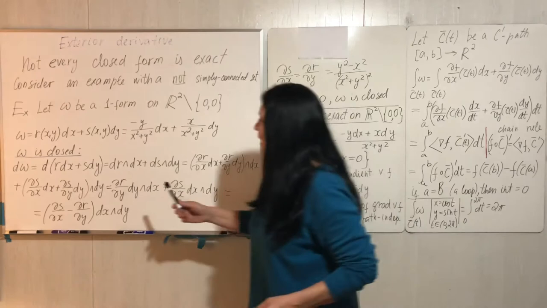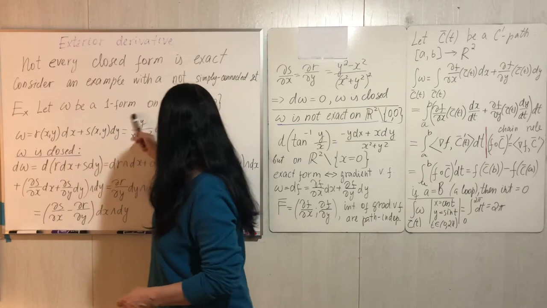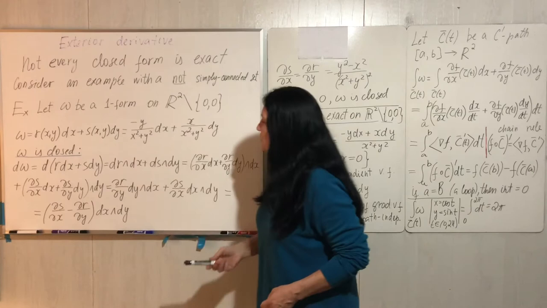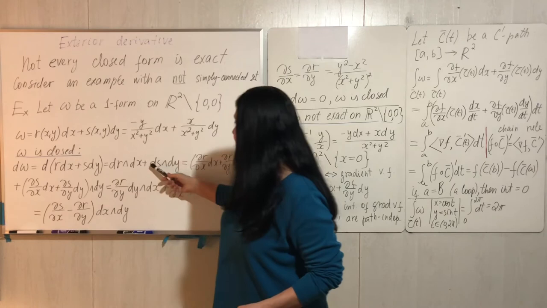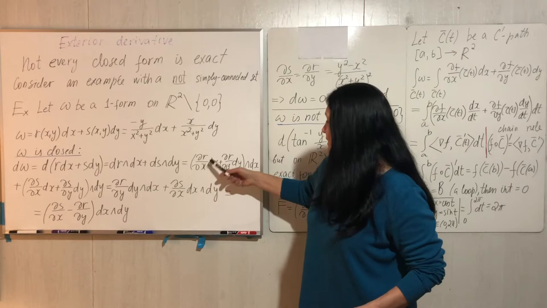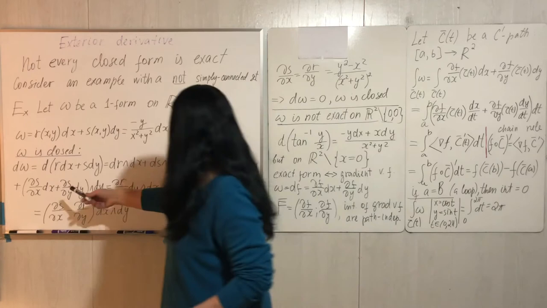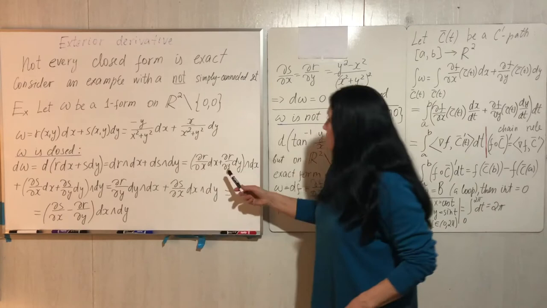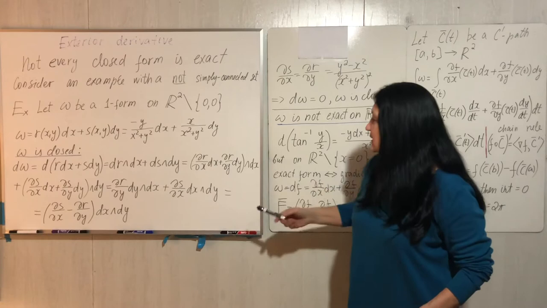I just denote the first function r and the second s for simplicity. So it will be d of r dx plus s dy, and then we differentiate. What is the differential of r? It would be dr/dx dx plus dr/dy dy, wedge product with dx, plus the differential of s, which is ds/dx dx plus ds/dy dy, wedge product with dy. If we take into account that dx wedge dx is zero, then we have only this term, dr/dy dy wedge dx.